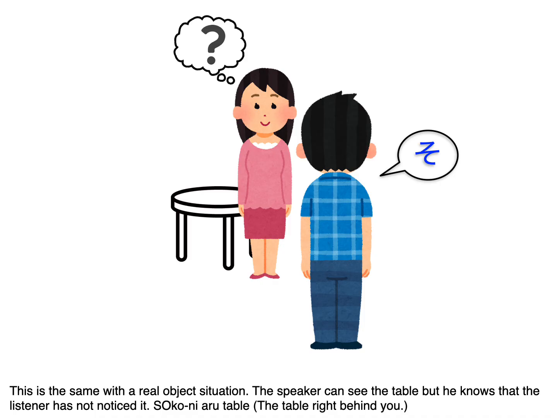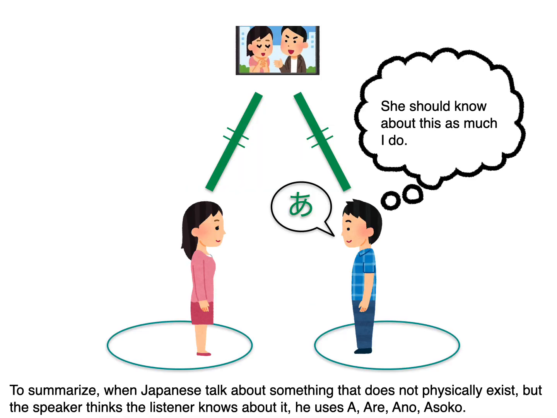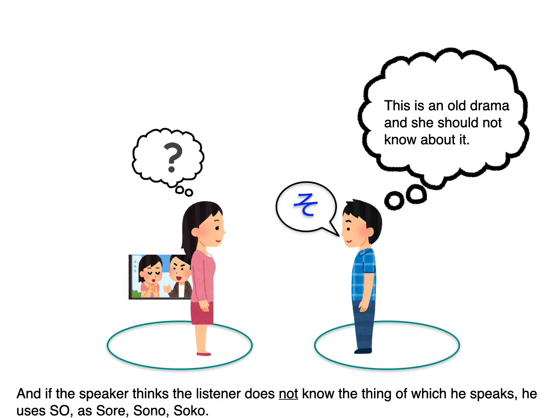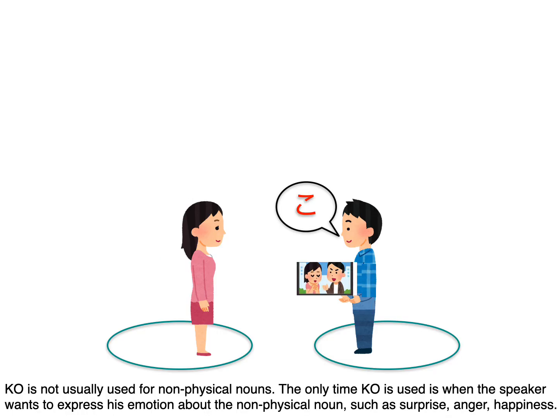そこにあるテーブル。To summarize, when the Japanese talk about something that does not physically exist there, but the speaker thinks the listener knows about it, he uses あ、あれ、あの、あそこ。And if the speaker thinks the listener does not know the things which he speaks about, he uses そ、それ、その、そこ。こ is not usually used for non-physical nouns.